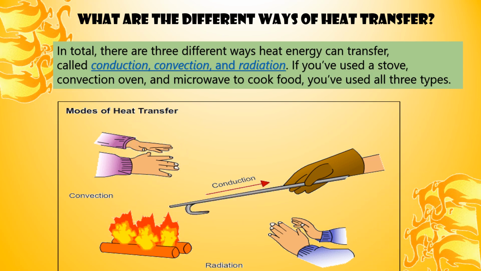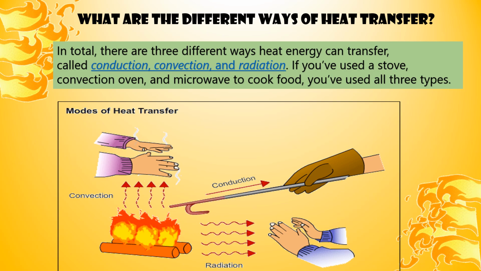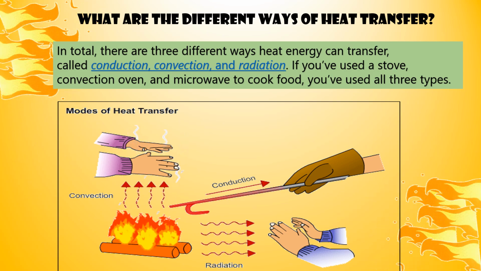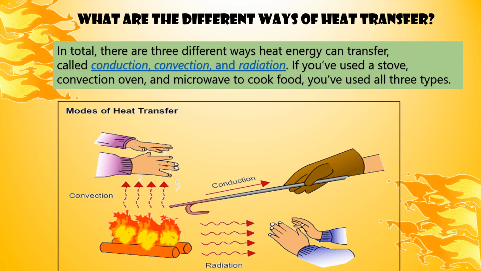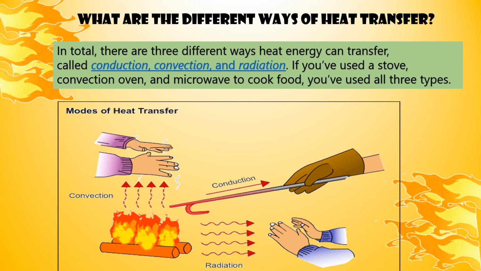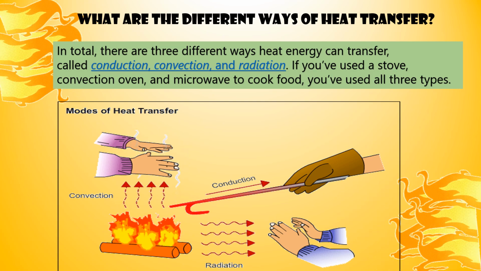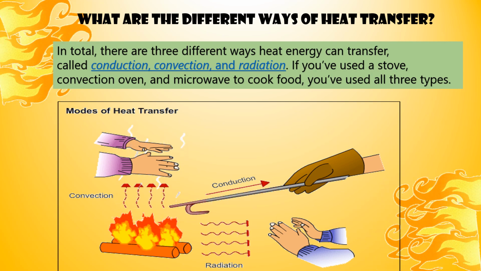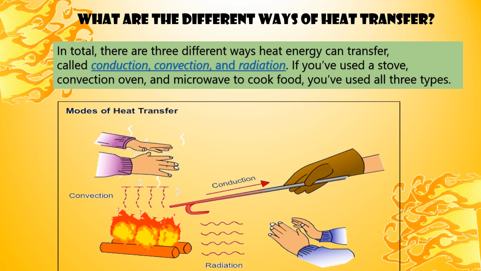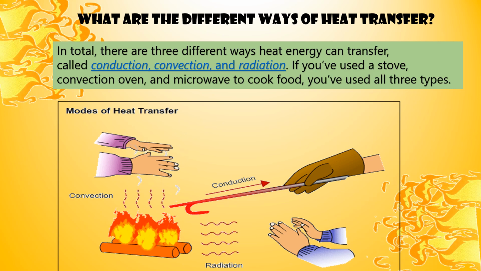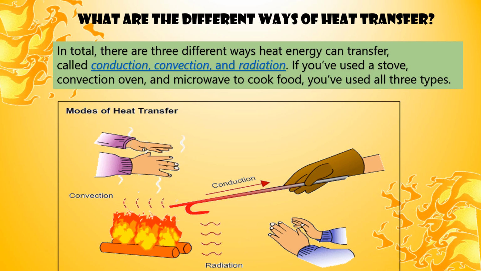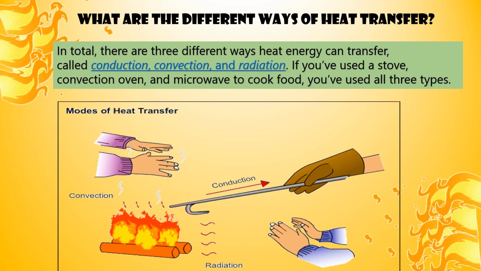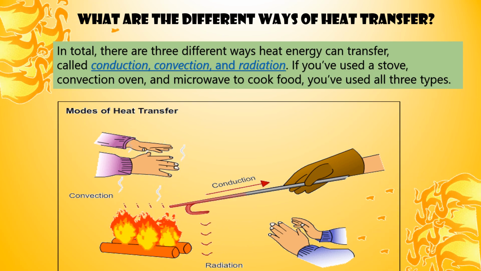ठीक है, अगर बहुत दूर से हम लोग उसके अंदर हाथ सेक रहे हैं तो it is radiation, because direct contact नहीं है हमारी हीट से. And when you talk about convection, convection is the movement of the air. ठीक है, in total there are three different ways heat energy can transfer, called conduction, convection and radiation. If you have used a stove, convection oven and microwave to cook food, you have used all three types of heat transfer in your house.